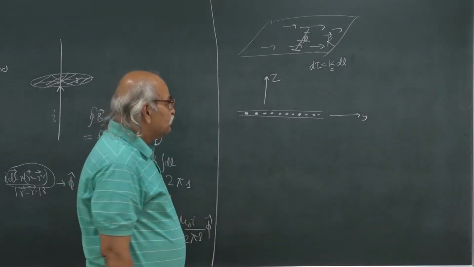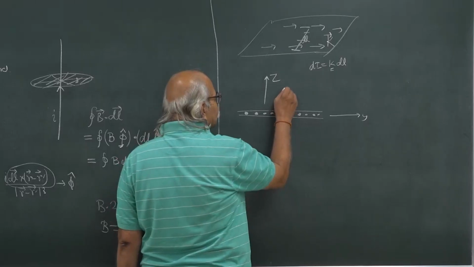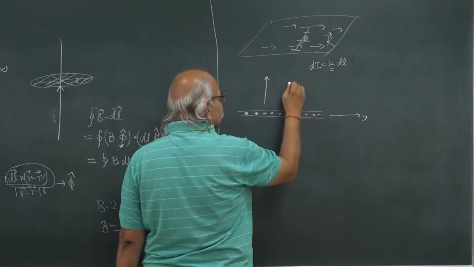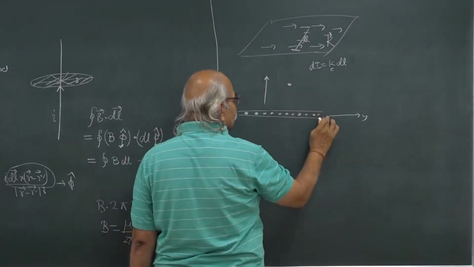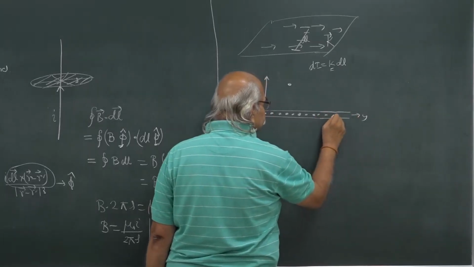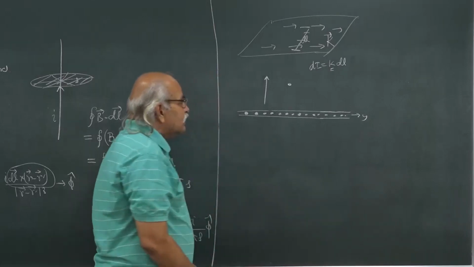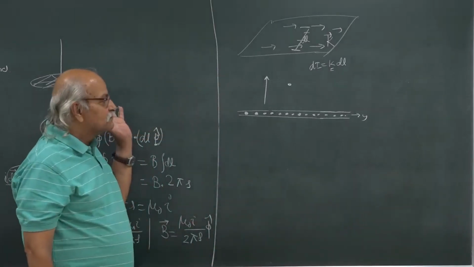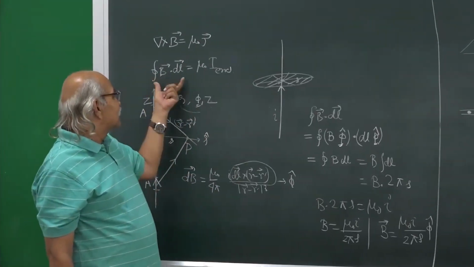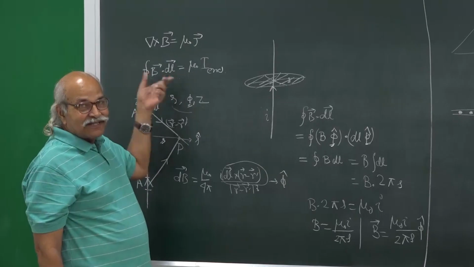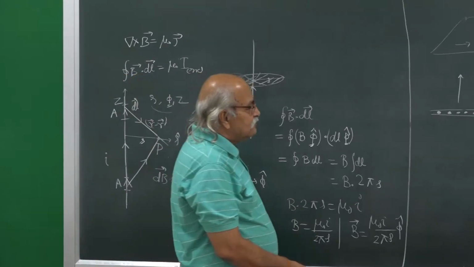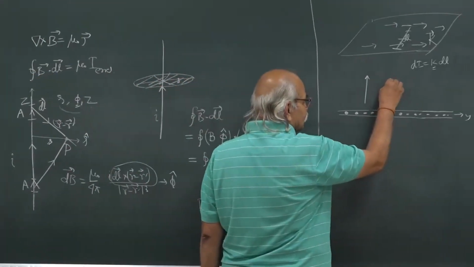Now, if I want to know, let us say, the magnetic field due to this whole thing at some point, and I want to use this Ampere's law, then I have to evaluate this integration. And therefore, first I should know the direction. And for direction, once again, we will make use of the Biot-Savart law.